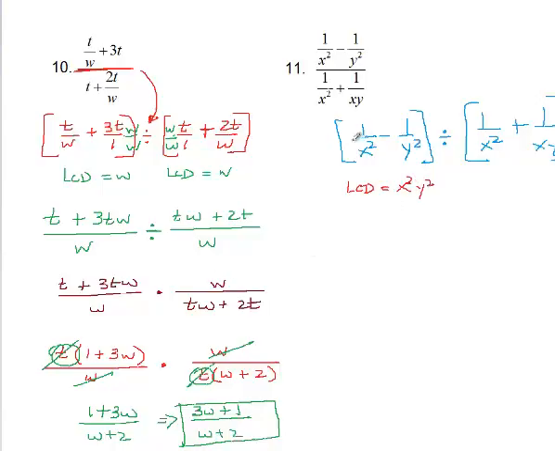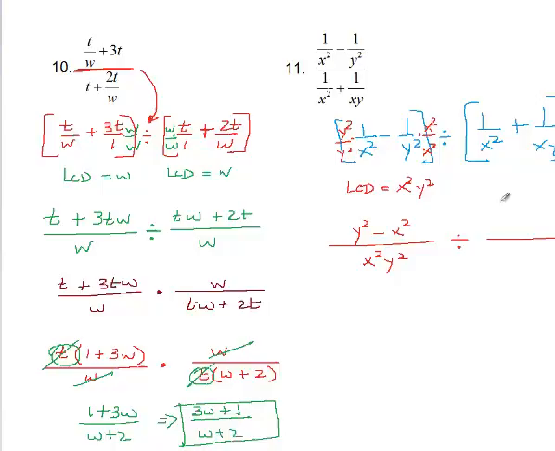Now, I have to multiply this one by y squared over y squared, and this one by x squared over x squared. So that'll give me y squared minus x squared on top, and on bottom I have now the common denominator of x squared y squared. You only need to write it once, because these are both the same. Okay, repeat that process on the other side.